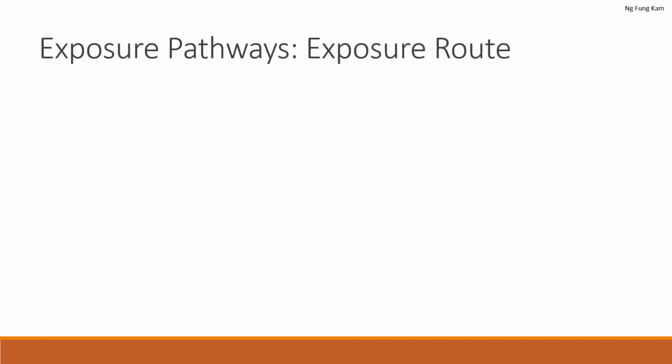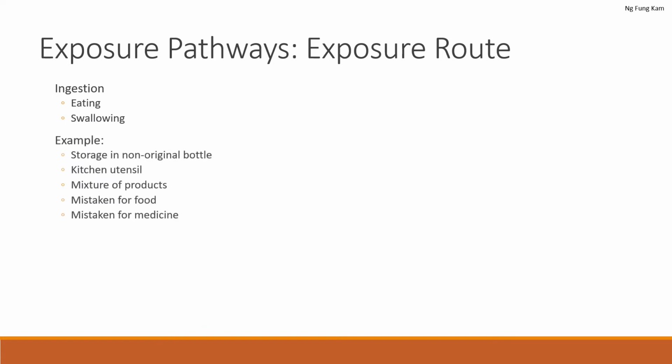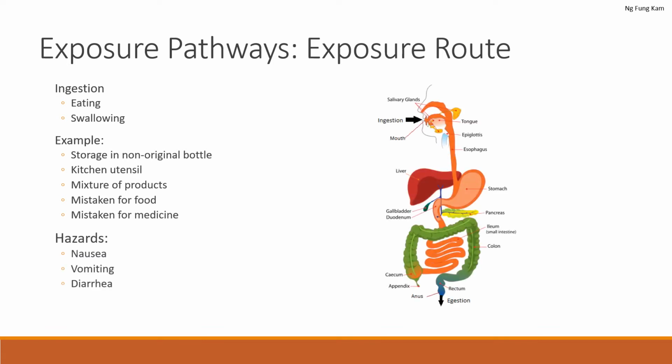And also exposure routes include ingestion. Ingestion means the chemical enters the body through eating or swallowing. For example, the parents store it in non-original bottles. The children will mistake it for food and then swallow it. The potential hazard will make them suffer nausea, vomiting, or diarrhea.